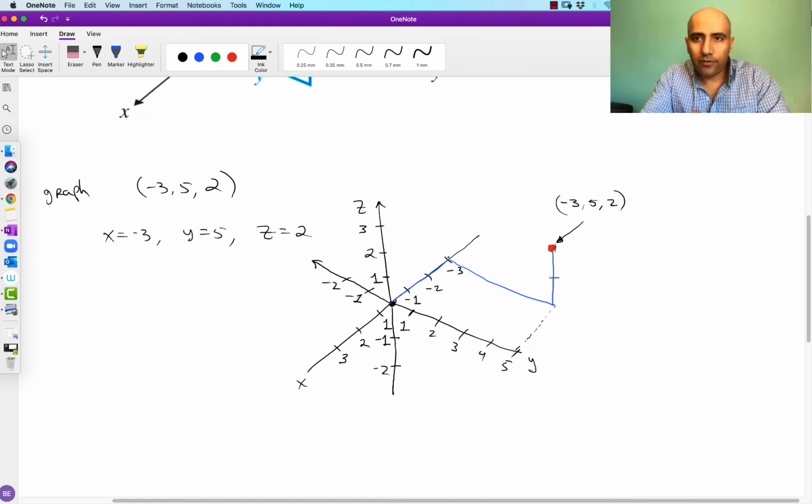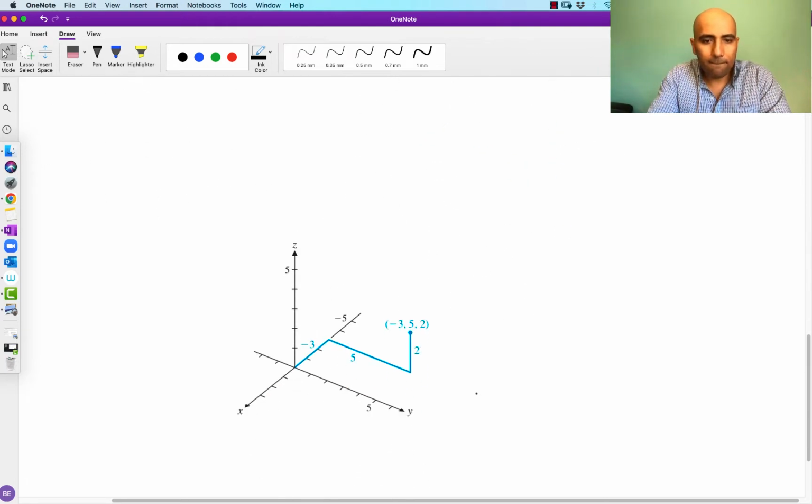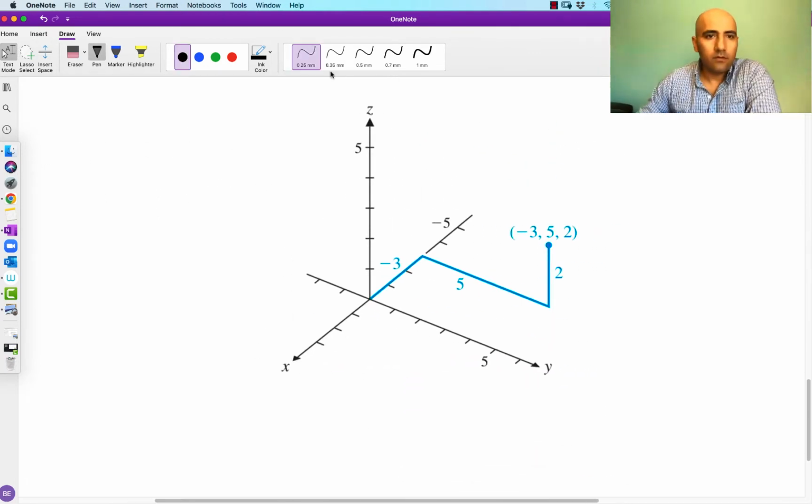All right, well, your author provided you with a better image of this. So let's take a look at that. So again, we start at the origin. This is 0, 0, 0, 0. X in this direction is positive, so that's +1, 2, 3, the x-axis direction, and -1, -2, -3. So right there is -3 in the x-axis direction.